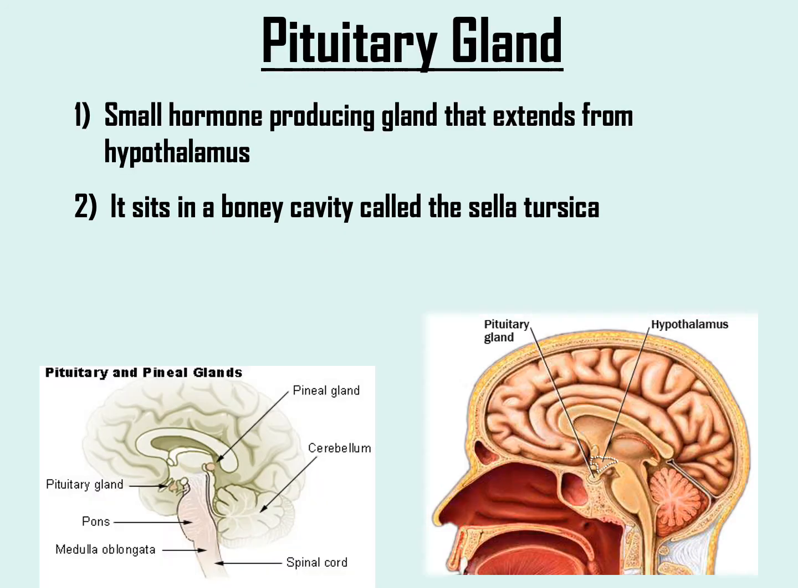The pituitary gland, we've all heard of that before we ever even decided to become an EEG technologist. It's a small, very small, hormone-producing gland. It extends from the hypothalamus. It sits in a bony cavity called the sella turcica. That is often a board exam question about what it sits in. It's part of the endocrine system. It's responsible for hormonal production, and it's controlled by the hypothalamus.